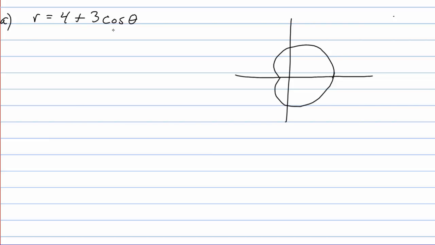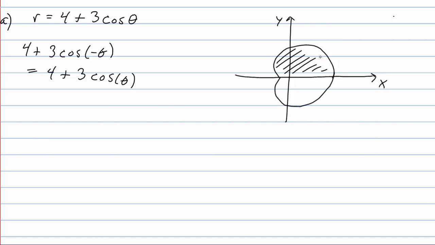The first thing to notice is that if you replace theta by negative theta, our equation is unchanged, right? 4 plus 3 cosine of negative theta is the same thing as 4 plus 3 cosine of theta. That's because cosine is an even function. And so that implies that you have symmetry about the x-axis. So we can just confine our attention to the top part of this region, find its area, and then double it.